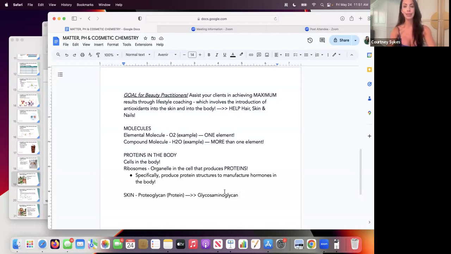Amino acids, right? Amino is in the inner part of that word. Glycosaminoglycans are in the dermis of the skin. So this is very critical to hair, skin, and nails. I'll explain this in just a minute. But glycosaminoglycans are in the dermis of the skin, and they produce something known as hyaluronic acid.